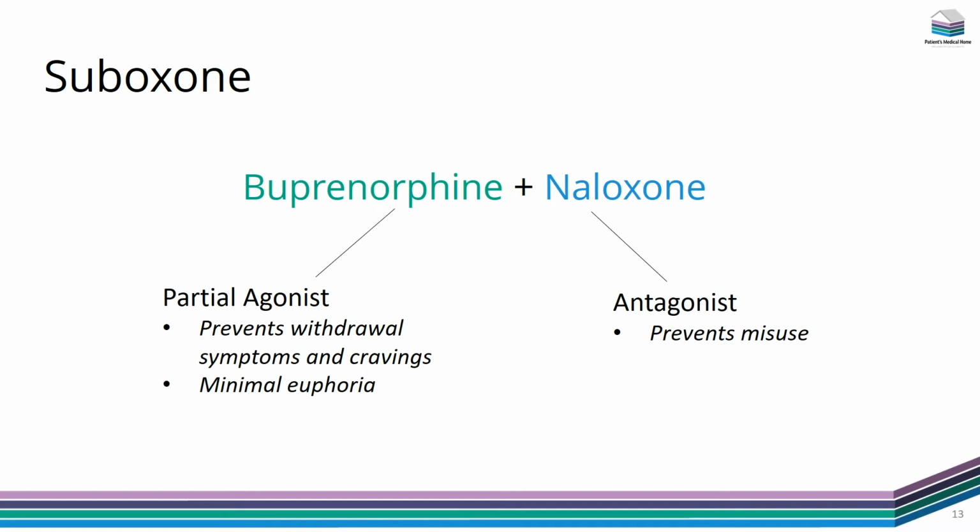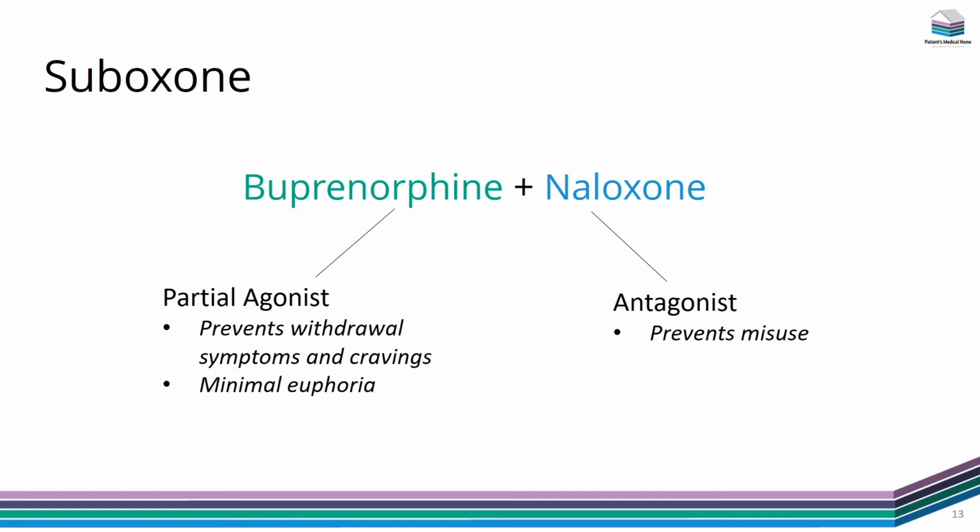Suboxone is the brand name for a combination medication that includes buprenorphine and naloxone, and it's considered a safe medication that can be prescribed and managed in the medical home. So no prescribing course is required to maintain a prescription. However, a treatment of OUD course is recommended for initiating prescription. So patients must be in mild to moderate withdrawal in order to start Suboxone.